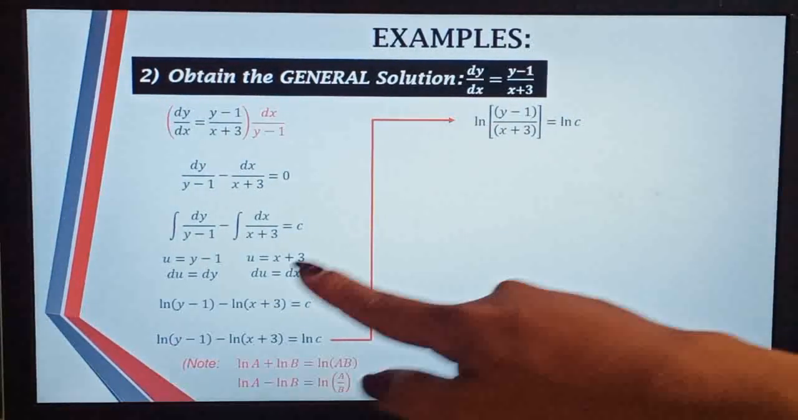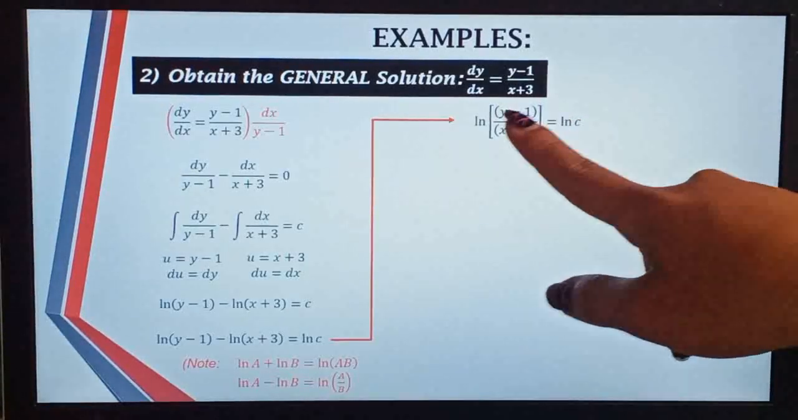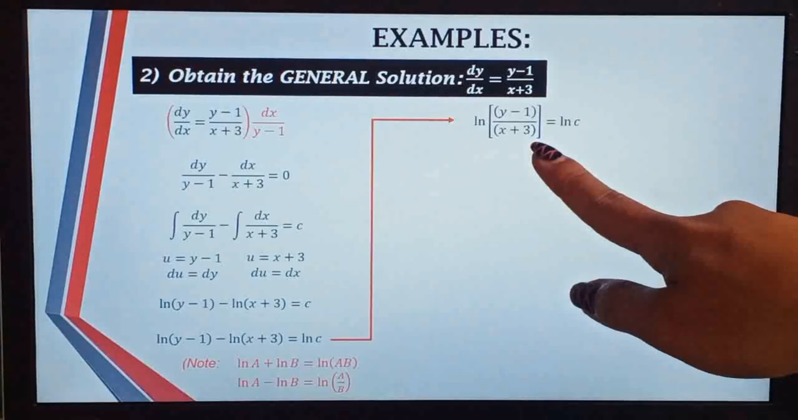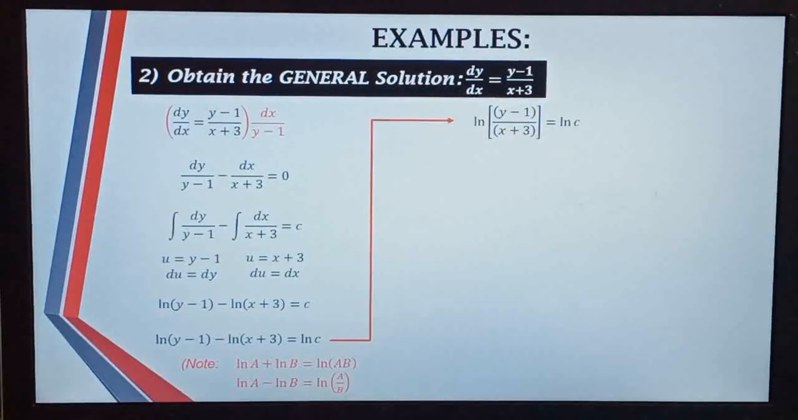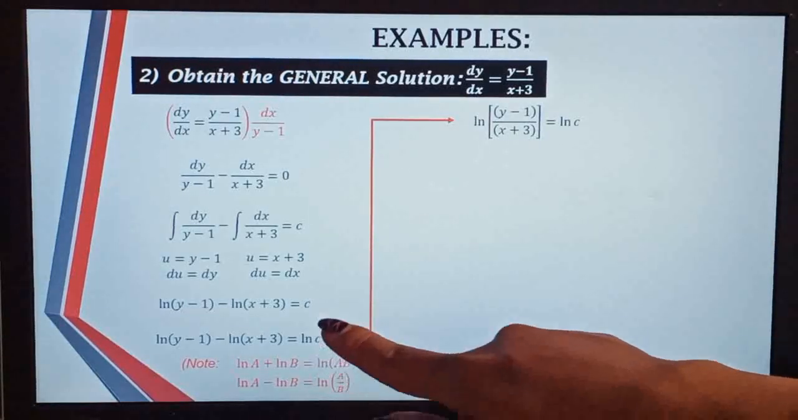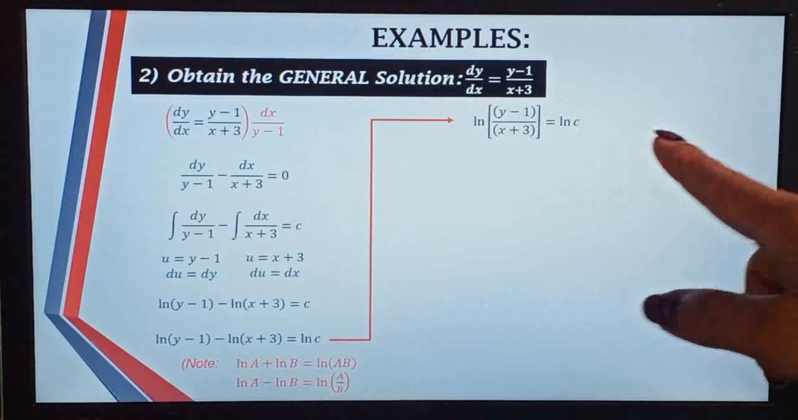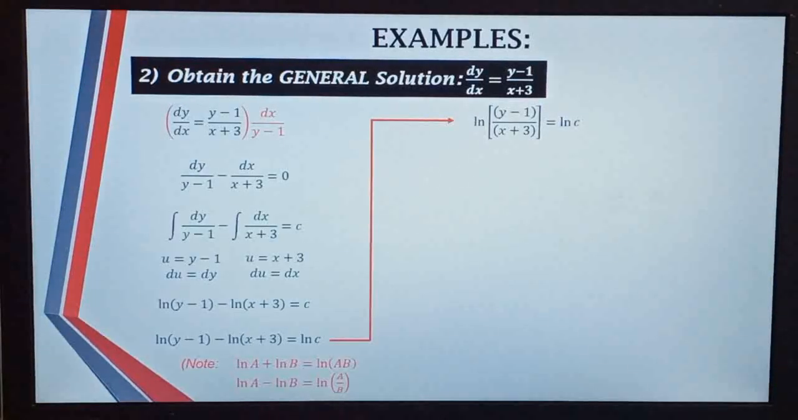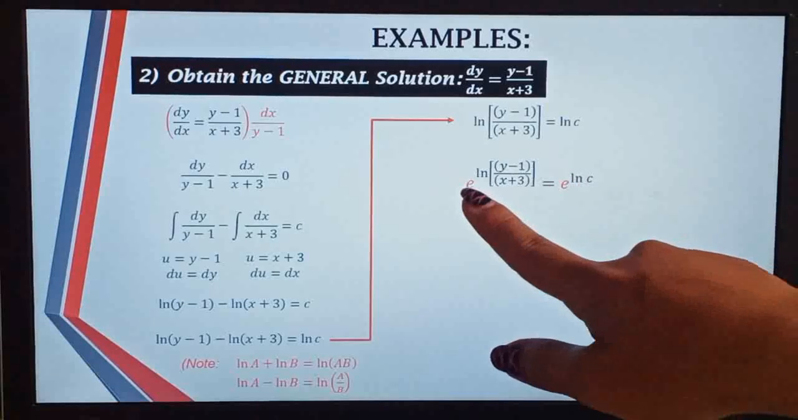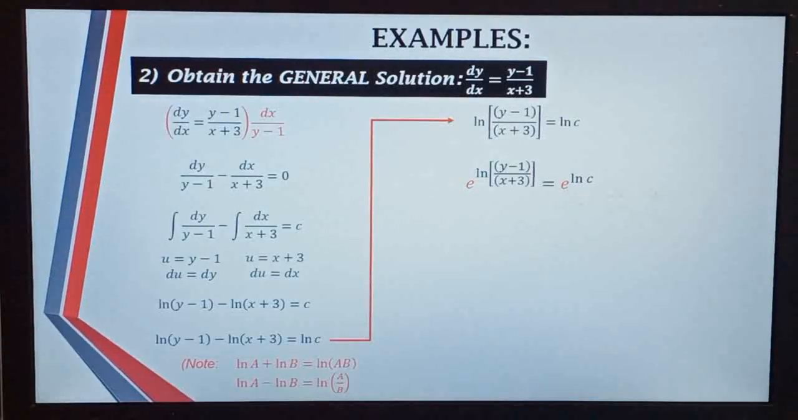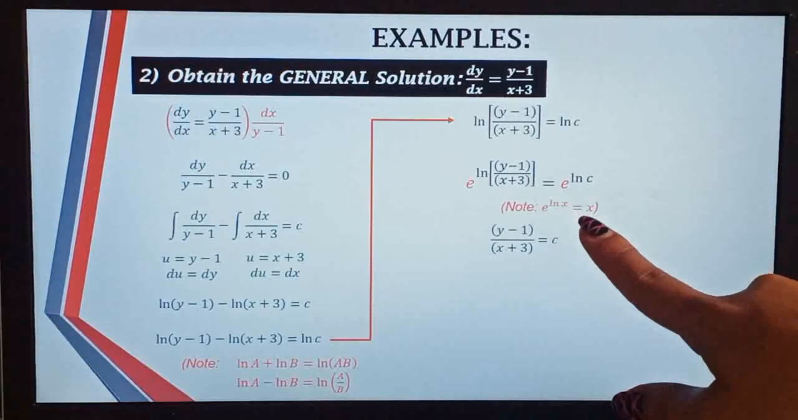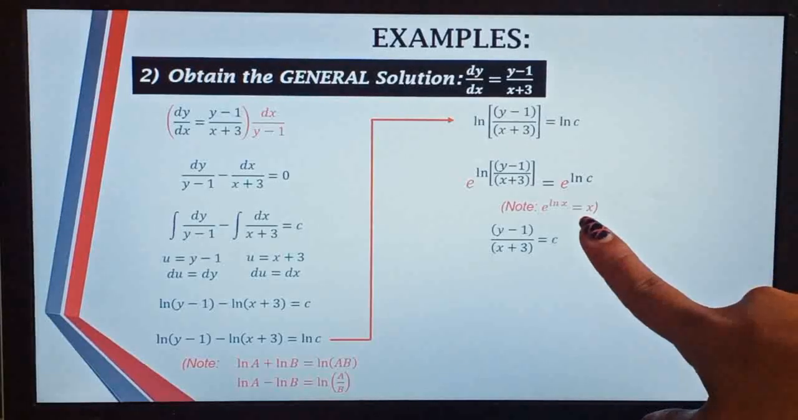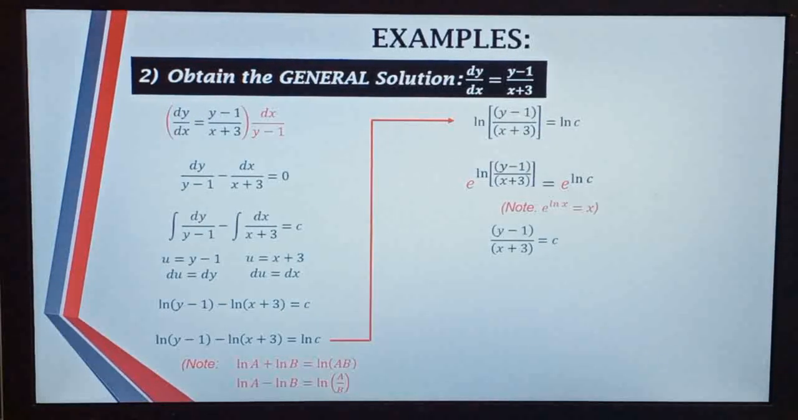So ln of y minus 1 minus ln of x plus 3. So our equation now is ln of y minus 1 over x plus 3, then equated to our ln of c. So ang sabi ko nga kanina, bakit natin pinalitan yung c ng ln of c? Para ma-simplify natin yung equation, pwede natin siyang i-exponentiate. So in that case, we have to know that e raised to ln of x can be equivalent to x. So mawawala na din si ln.